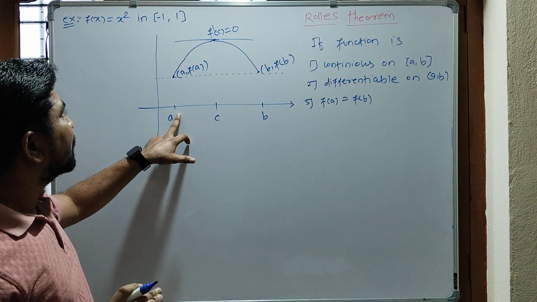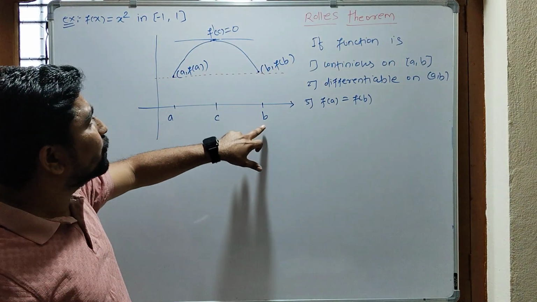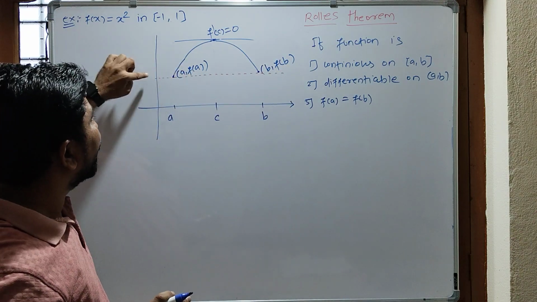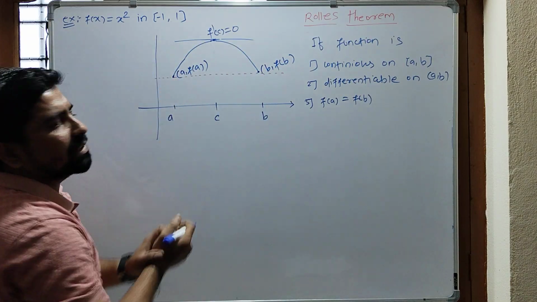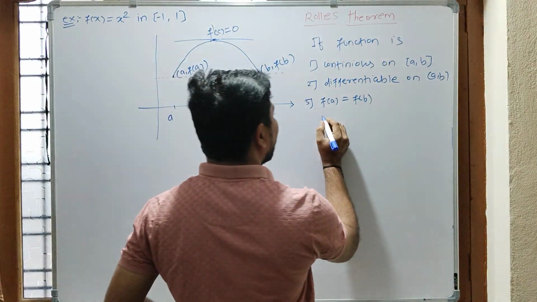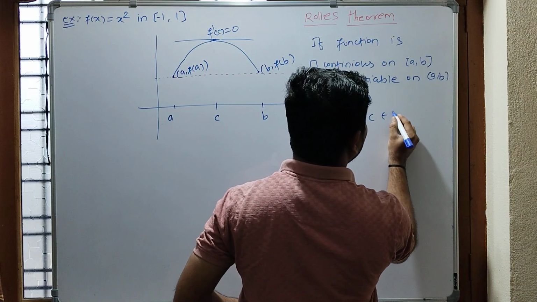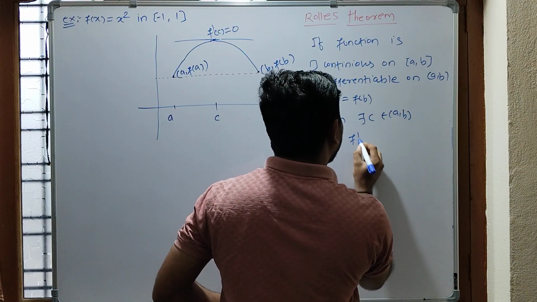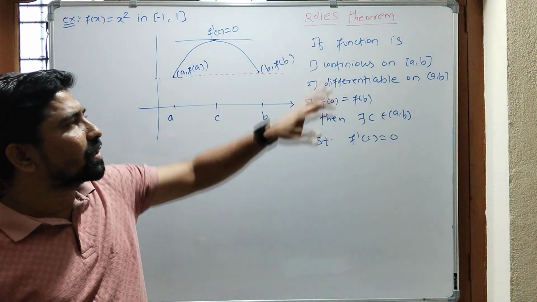You can observe one thing: this is a, and the image of a under the function f is f(a), and this is b, and the image of b under f is f(b). You can observe that f(a) is the same as f(b). That is the third condition of Rolle's theorem. Then there exists c in the open interval (a, b) such that f'(c) = 0. That is the statement of Rolle's theorem.